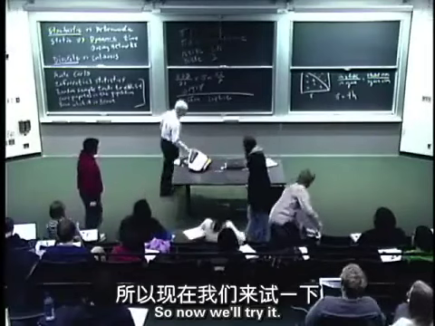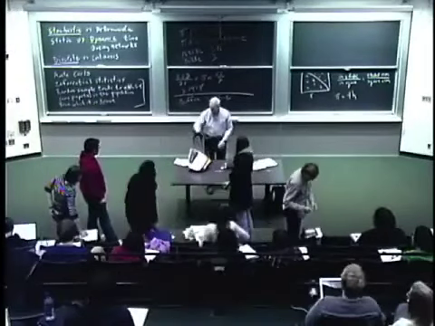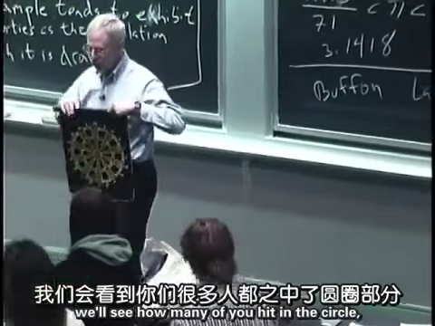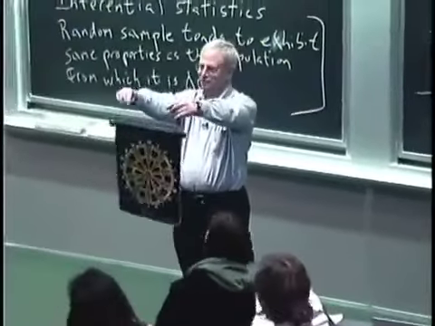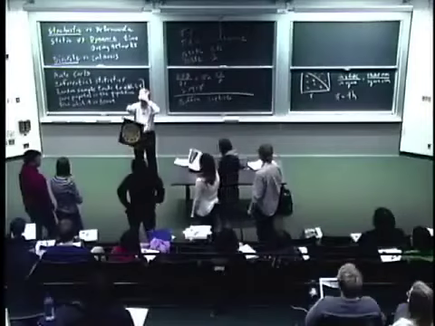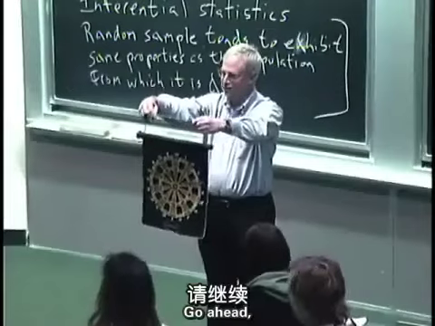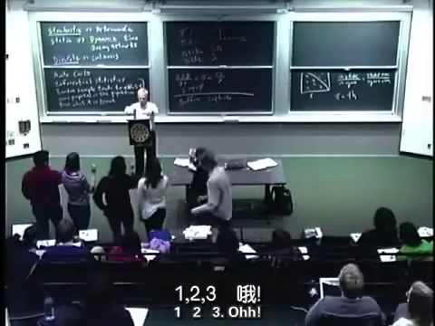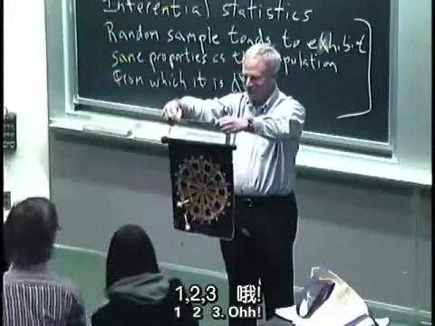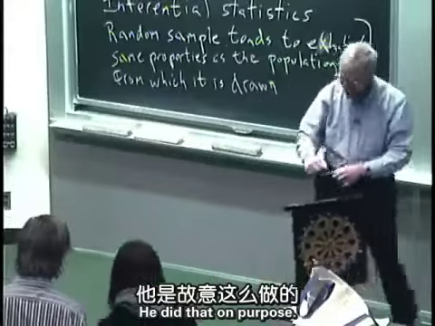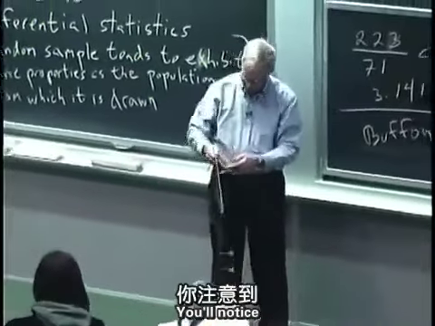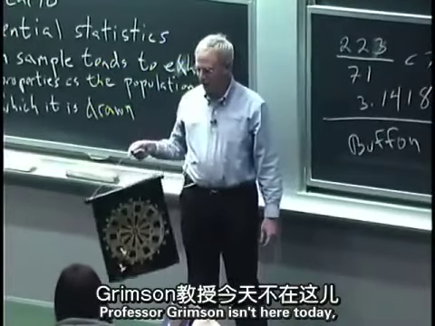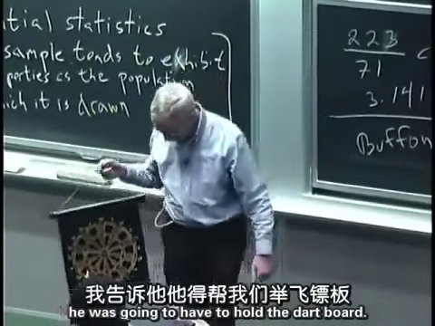So now we'll try it. And you guys, we'll see how many of you hit in the circle and how many of you hit there. Go ahead. On the count of 3, everybody throw. 1, 2, 3. Oh! You did that on purpose. You'll notice that Professor Grimson isn't here today, and that's because I told him he was going to have to hold the dartboard.